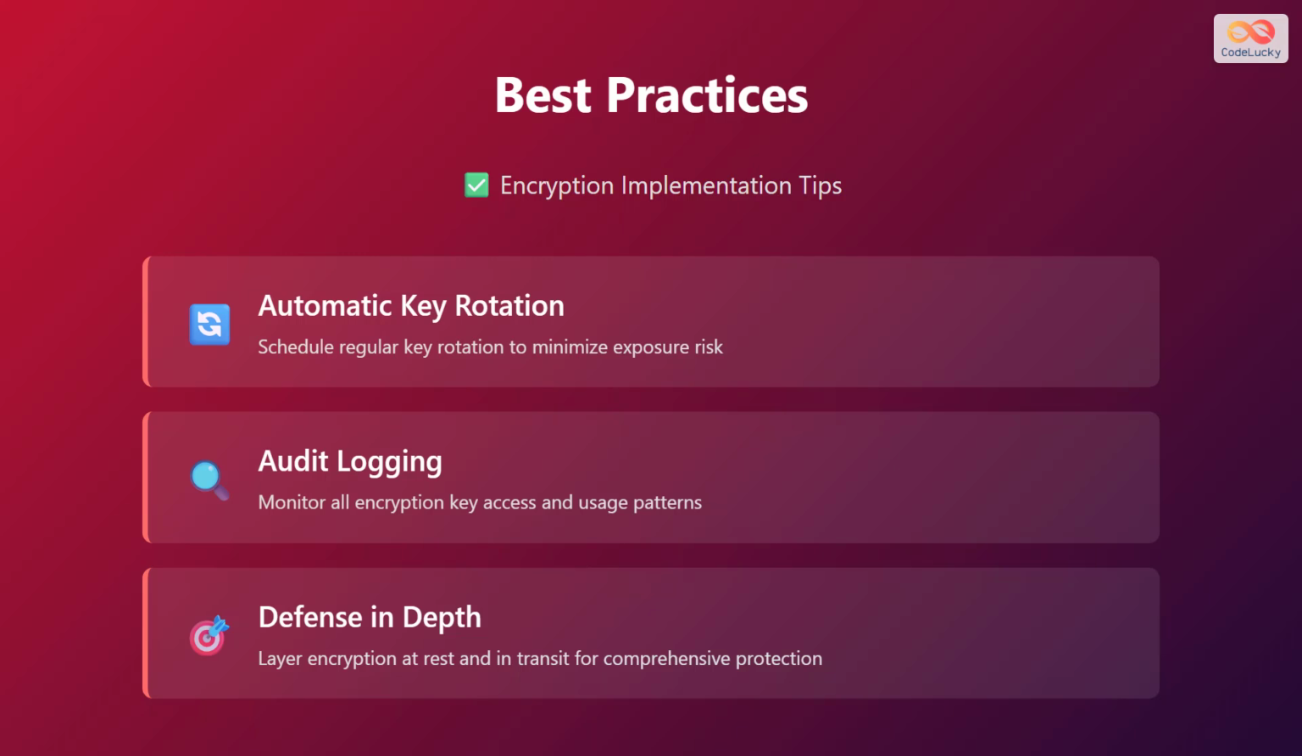Let's cover some essential best practices for encryption implementation. First, enable automatic key rotation by scheduling regular rotation of your encryption keys to minimize the risk if a key becomes compromised. Second, implement comprehensive audit logging to monitor all encryption key access and usage patterns, helping you detect suspicious activity. Third, adopt a defense-in-depth strategy by layering both encryption at rest and encryption in transit throughout your infrastructure. This multi-layered approach ensures that even if one security control fails, others remain in place to protect your data.